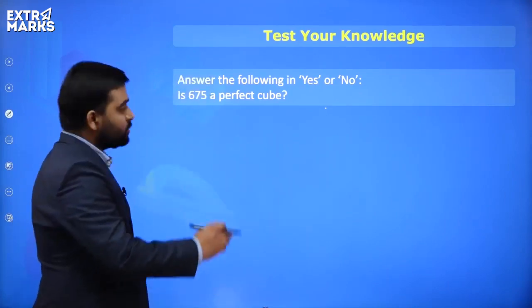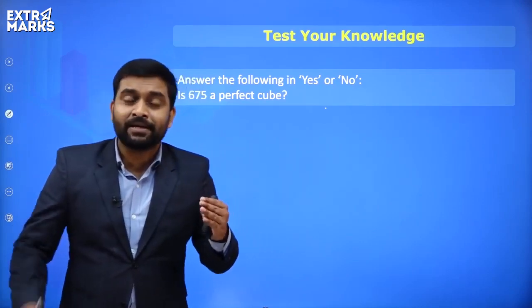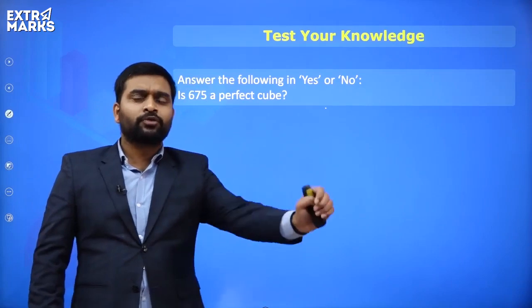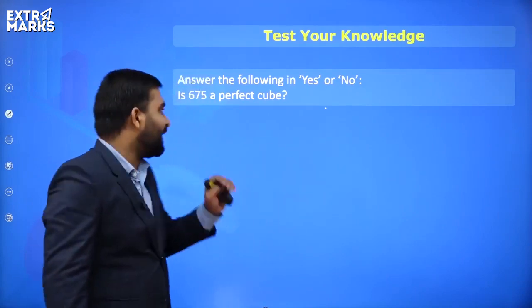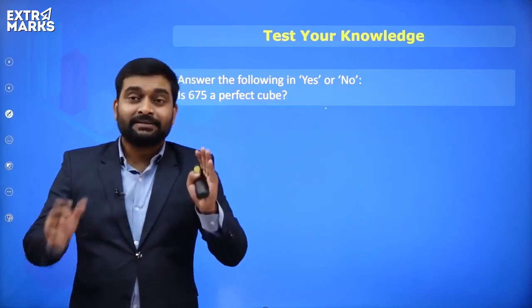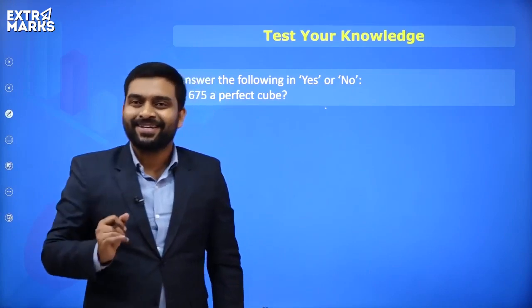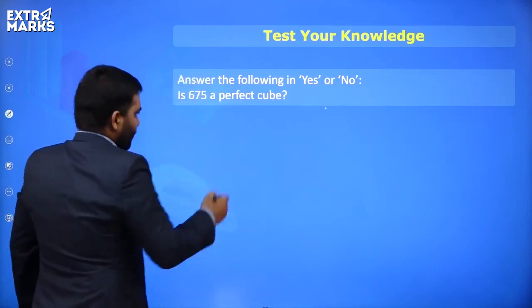So everyone now see carefully. 675. If you all remember the cube roots from number 1 to 10, you can directly tell me whether it's true or false, yes or no. You can directly tell me. That is why I asked everyone to remember the cube roots from 1 to 10. Okay? Now let's solve this question.